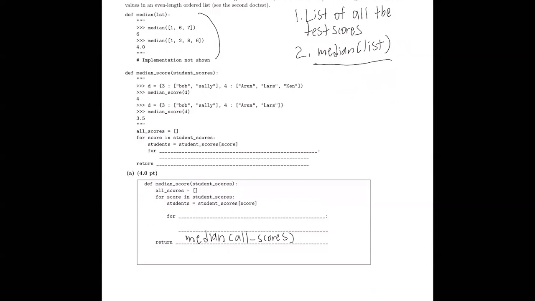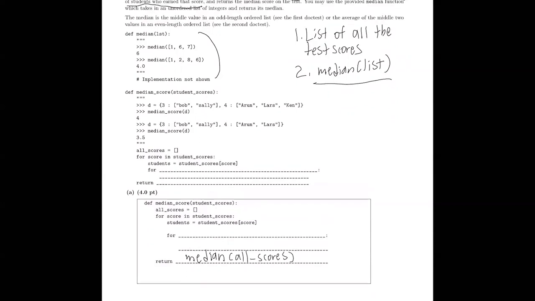Okay, let's look at the second line. We have this for loop, for score in student scores. Now, let's assume that D in this case here was passed in for student scores. What this for loop will do is it will iterate over every single key in the dictionary. So our keys in this dictionary are 3 and 4. So in the first iteration of this for loop, score will be set to 3. Now we have students is equal to student scores of score. What students is being set to is actually the value of the provided key in the dictionary.